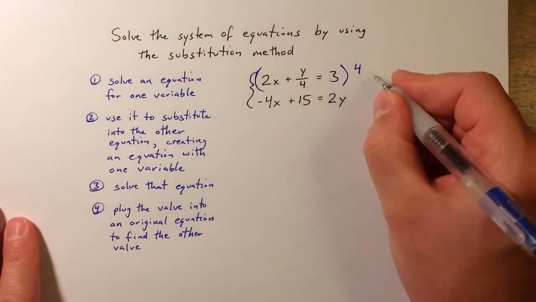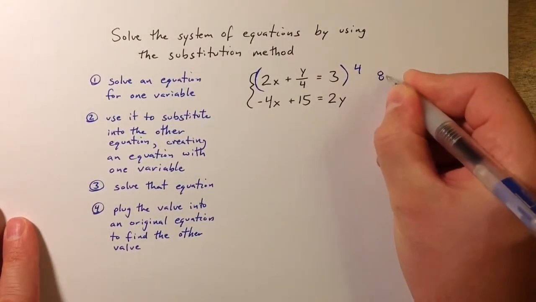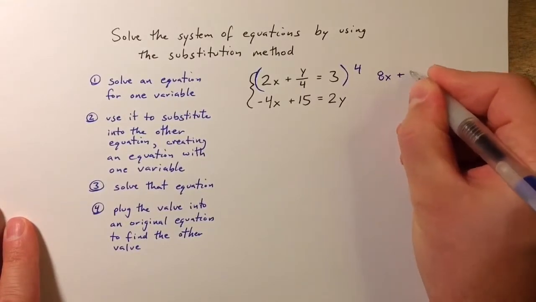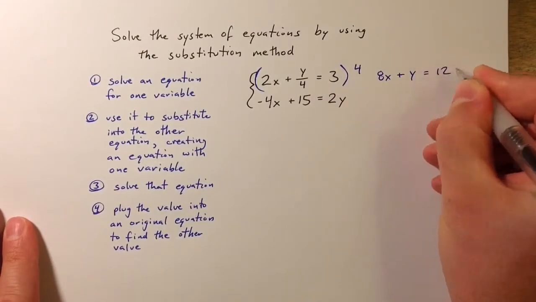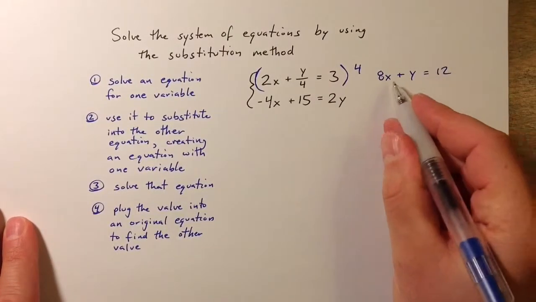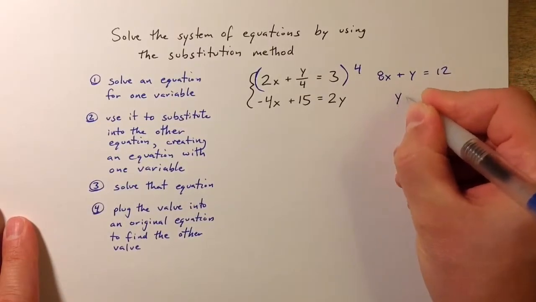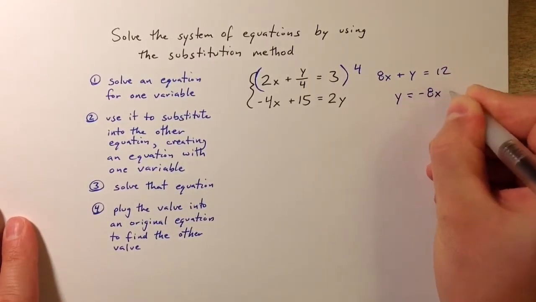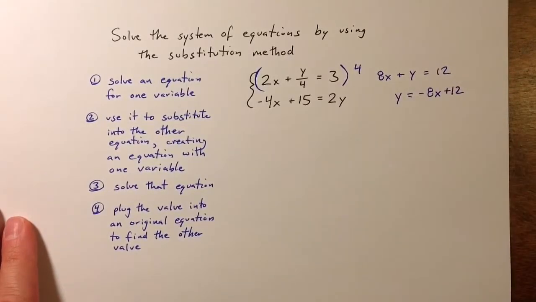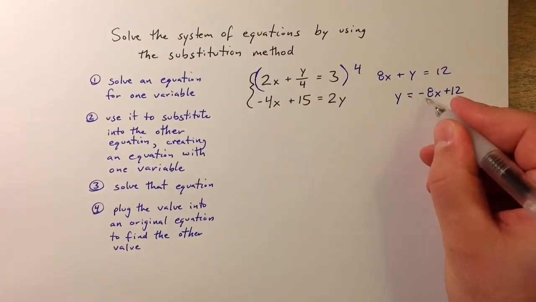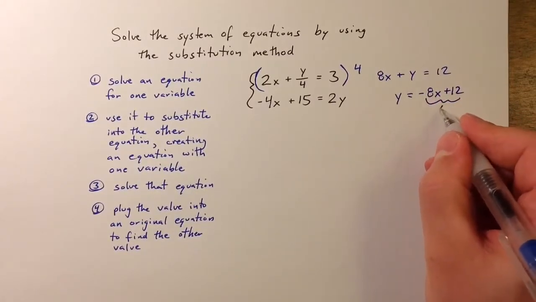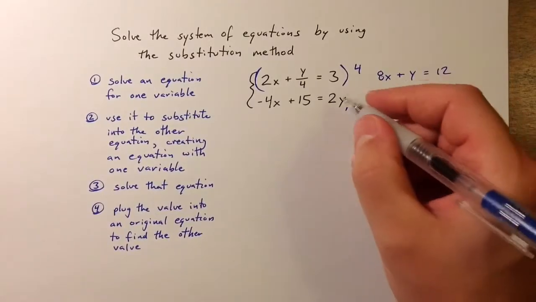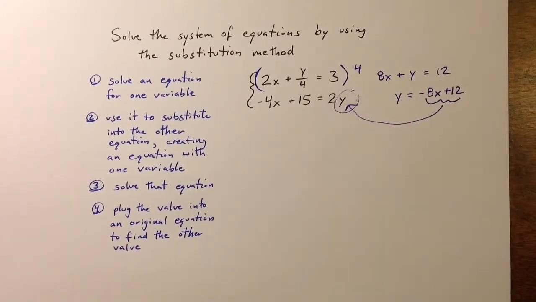So multiplying across by 4, we end up with 8x plus y, right, because the 4's cancel, 4 over 4, and equals 12. And then if I subtract 8x to the other side, I get y equals negative 8x plus 12. So now this expression is an expression in terms of x, and for this equation to be true, that expression has to equal y. So I can plug that into the other equation where y is.